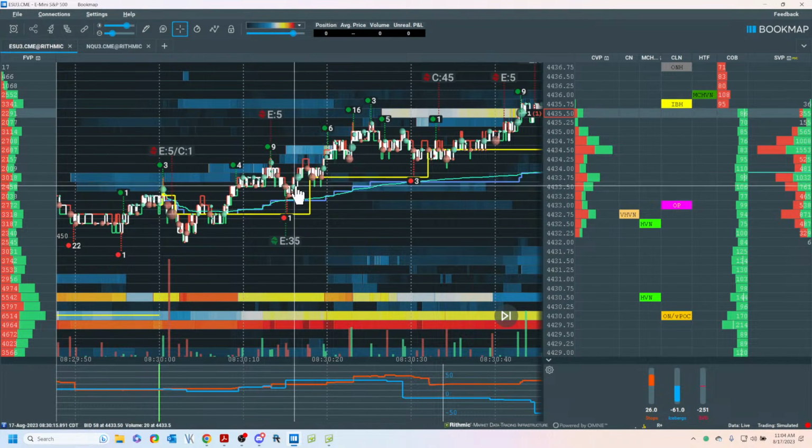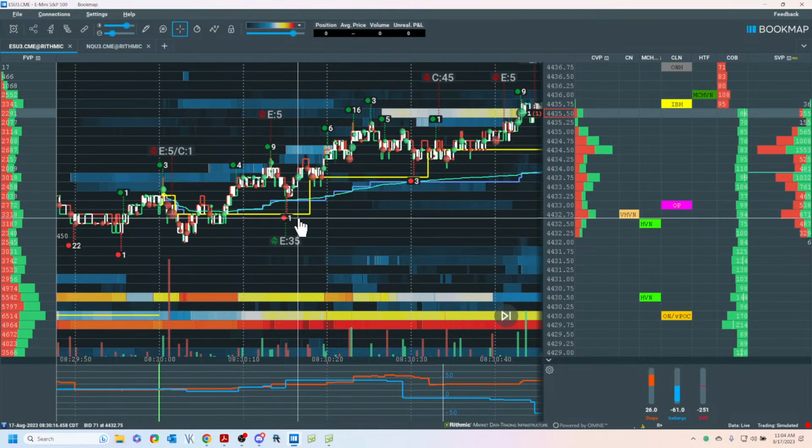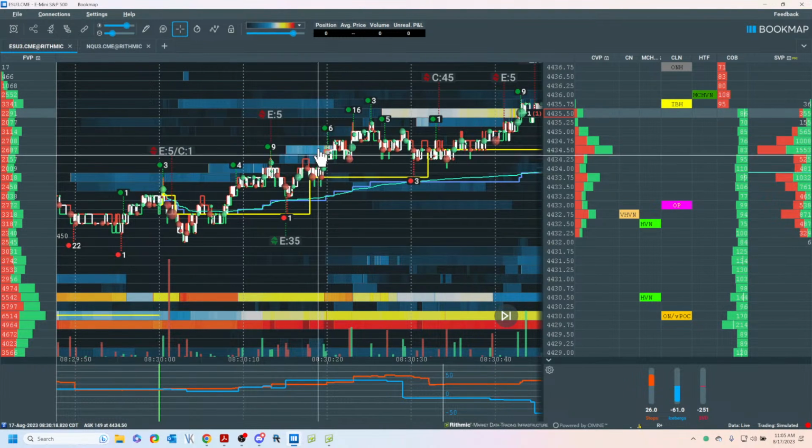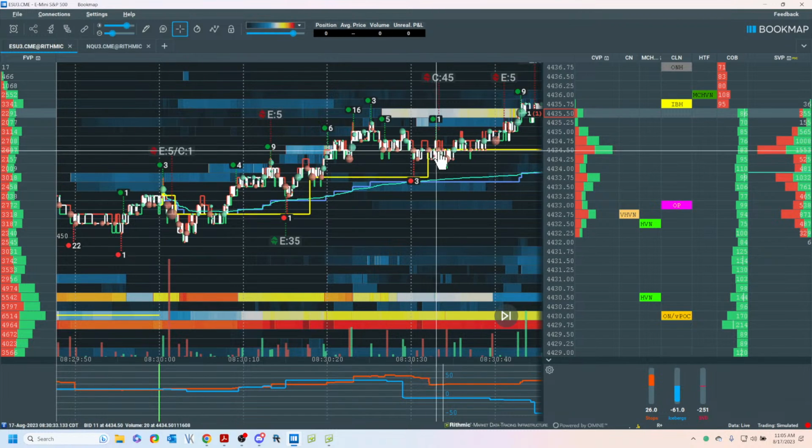VPOC migration. This now is the new price. This is too low. We push off. This is a Trader Lab long. VPOC migration. Trader Lab long. I label it.